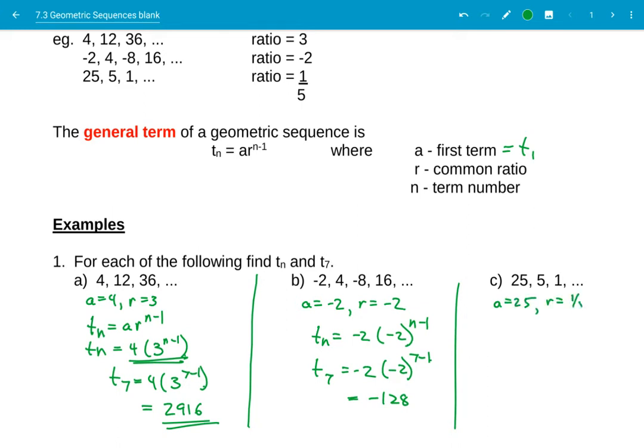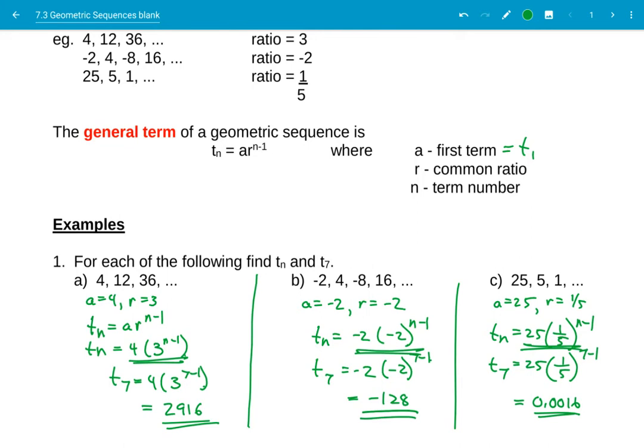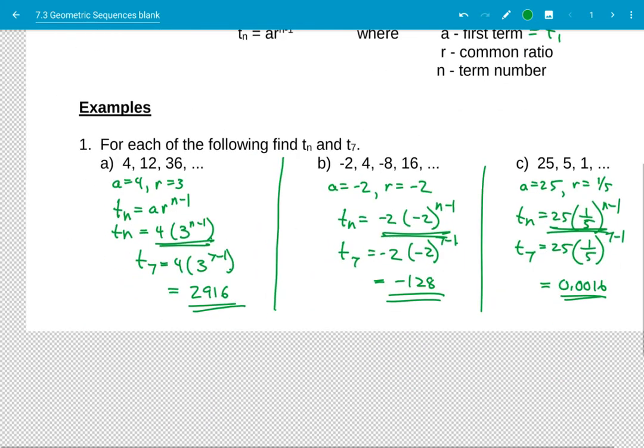And then the third one, a is 25, r is 1/5. Tn then is 25 times 1/5 to the n minus 1. T7 is 25 times 1/5 to the 7 minus 1, or 6. So that'll be 1 over 625, or 0.0016. Two answers were asked for, Tn and T7.